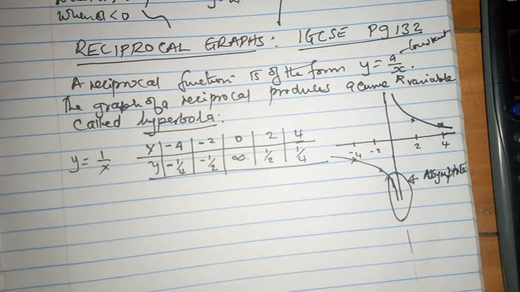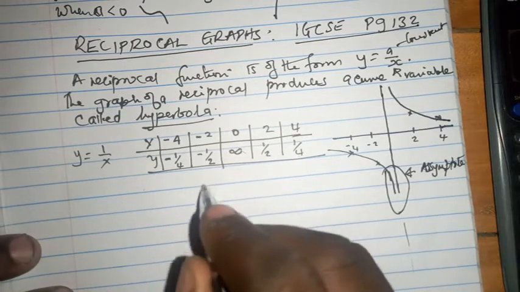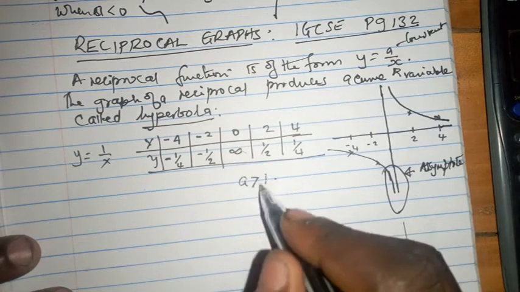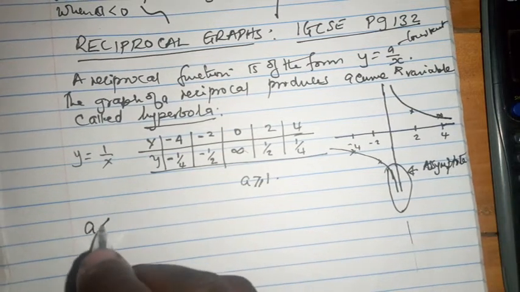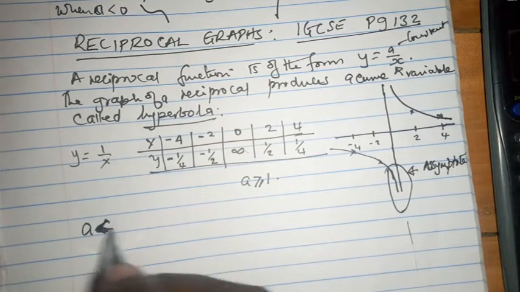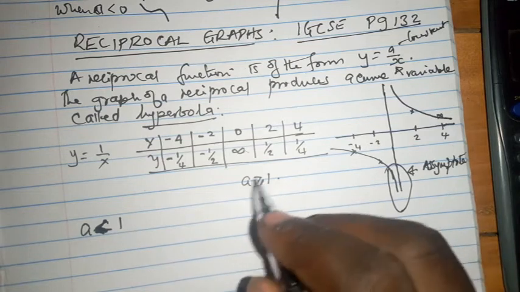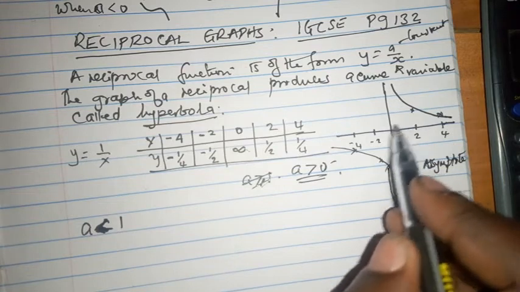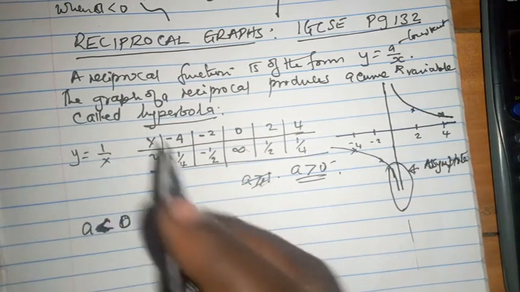If that is now the case, then this is the case where a is greater than 0, or equal to 1. We have a graph that looks like that. But when a is less than 0, where we have negative 1 there, we find a different graph.